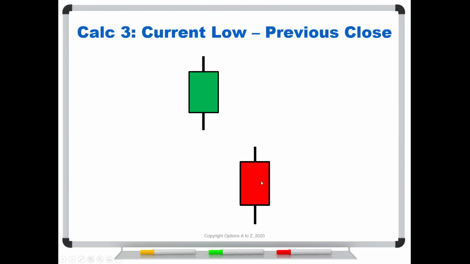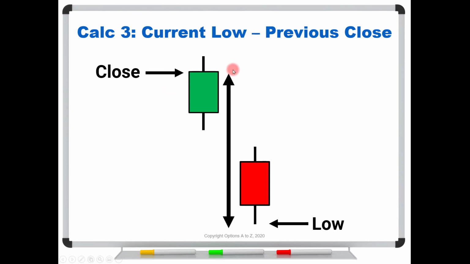So if this is today's candle, we're going to say what was the current low, and that's right there. And we're going to compare it to yesterday's close. So on a green candle, the top of the box is the close. The bottom is the opening, and because the close is above the open, that's why the candle is green. So this is our closing price right here, and we're going to take this number minus this number. So notice that it's just going to be this distance right here. Whatever that is in terms of dollars, that's what we're going to write down.